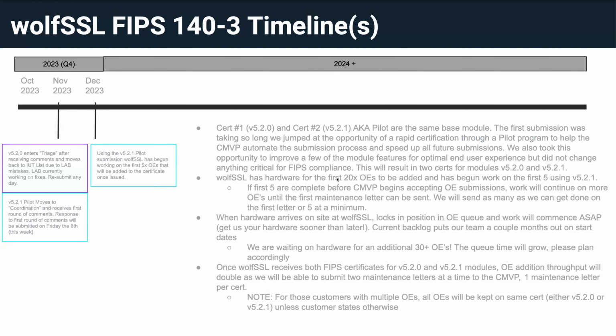So we have received hardware to date for 20 operating environments that users want added to the cert. Like I said, we started work on the first 5, and I've got to get through those next 20 as quickly as possible. The CMVP has not yet opened up submissions for just OE editions. So I'll be working on as many as I can up until the point the CMVP says, okay, we're ready to start accepting OE editions for 140-3 certs. And however many I have done, all of them will go up at once on the first maintenance letter.